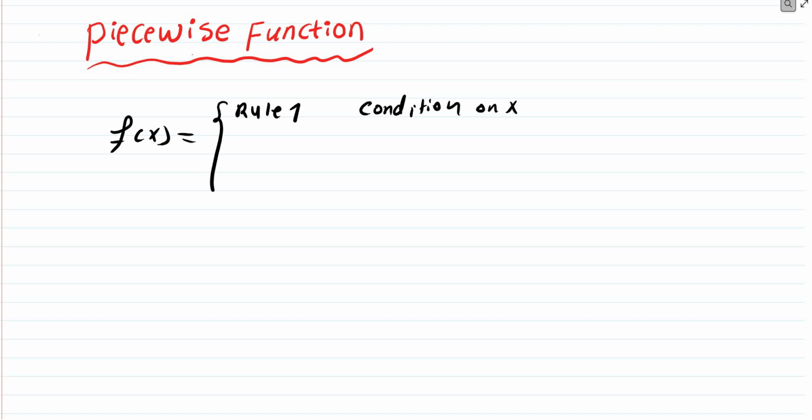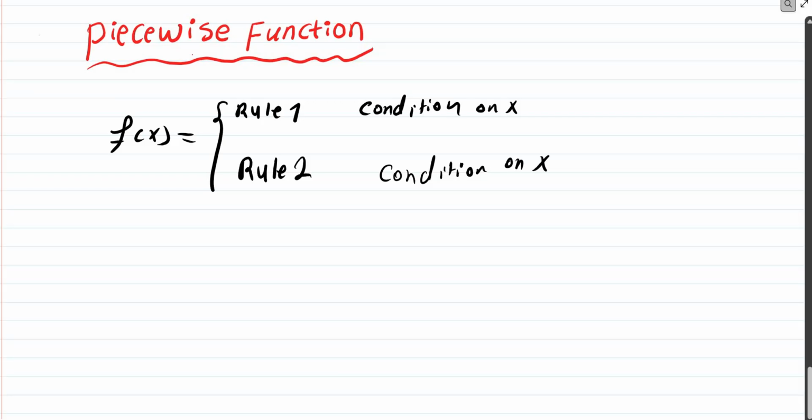And we can have more than one rule, let's say 2, 3. If it's one rule, it's a normal function, not piecewise. So you must have more than one rule, either 2, 3, 4, whatever. So rule number 2, you have another condition on x.